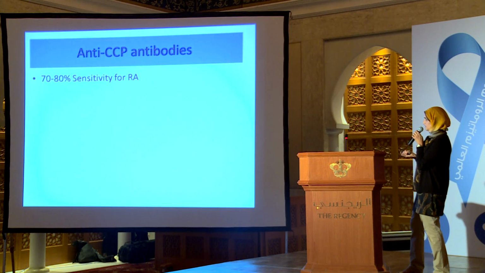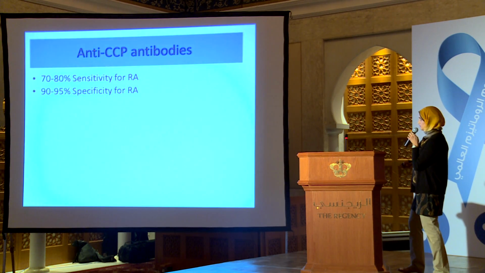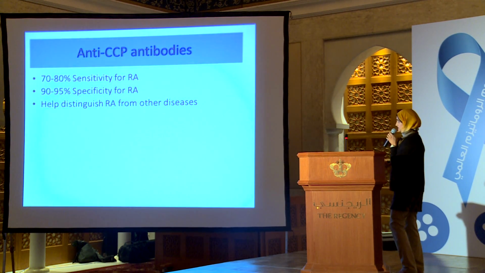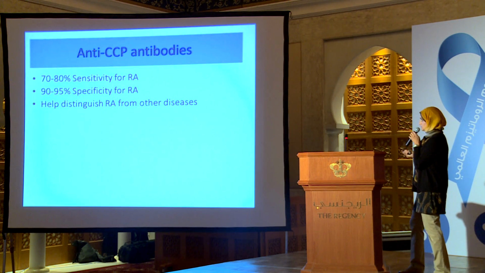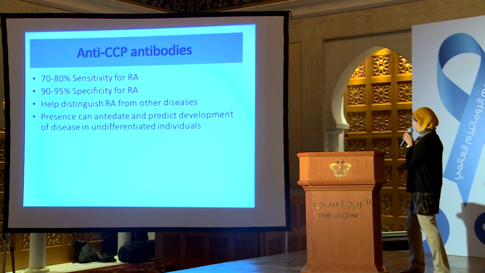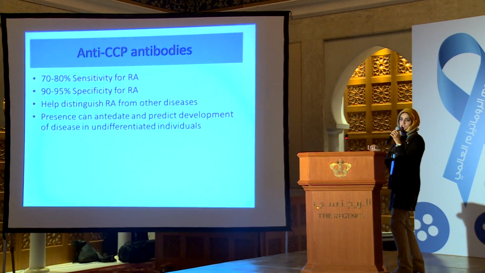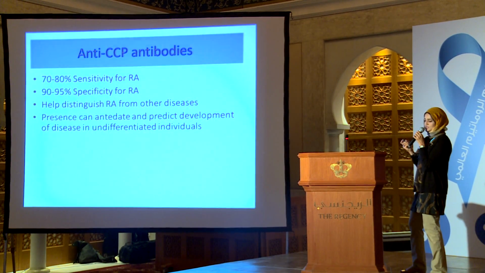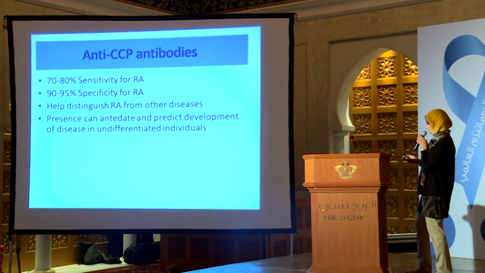So, facts about anti-CCP. It has a sensitivity of 70 to 80% for RA, which is kind of similar to that of rheumatoid factor, but it's more specific for rheumatoid arthritis. It has a specificity of 95%. So it helps us to distinguish between RA and other rheumatic conditions. The presence of anti-CCP can also predict the onset of RA. In one study, it has been shown up to 9 years before.